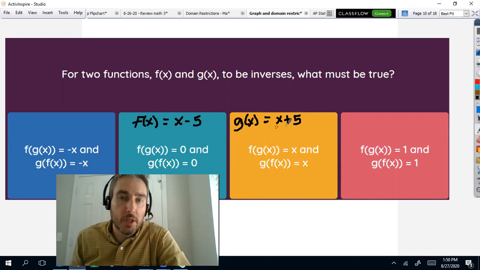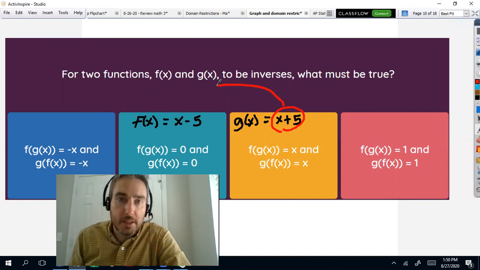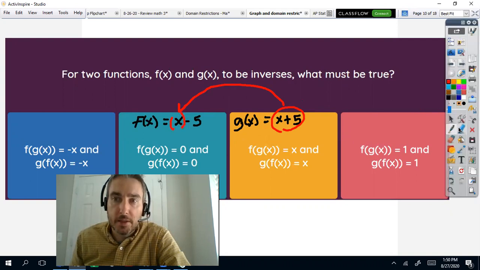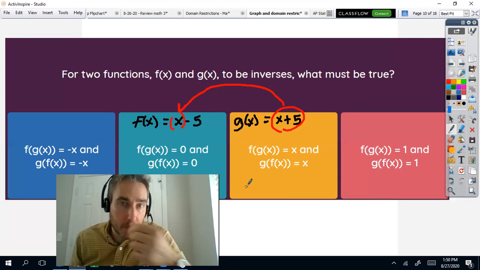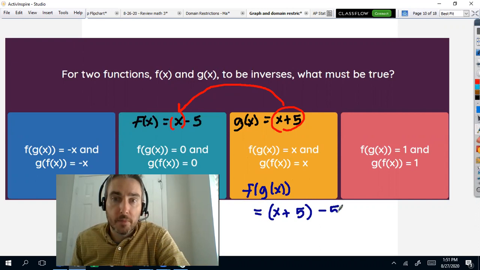If I plug one function into the other, so let's say I take x plus 5 and replace the x value here with that, then that's going to look like this. Which, by the way, would be f of g of x. It would look like x plus 5 minus 5. Those 5s are going to cancel out, and you're just going to get x.